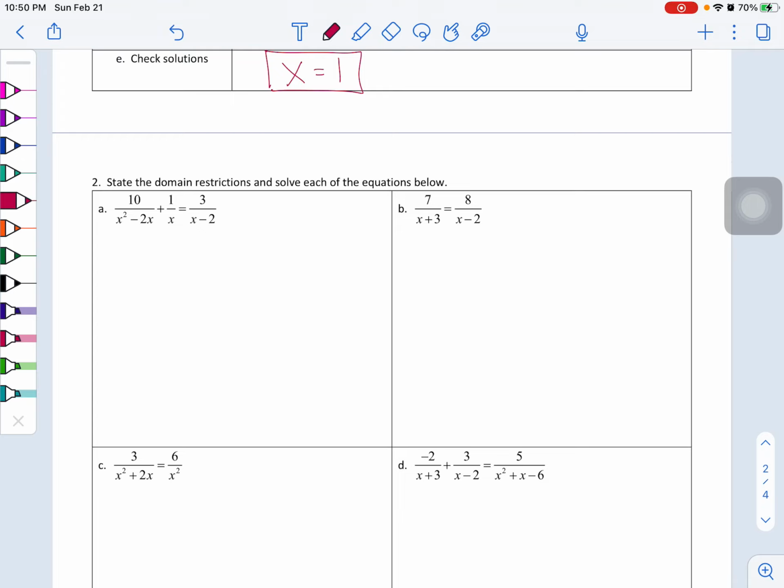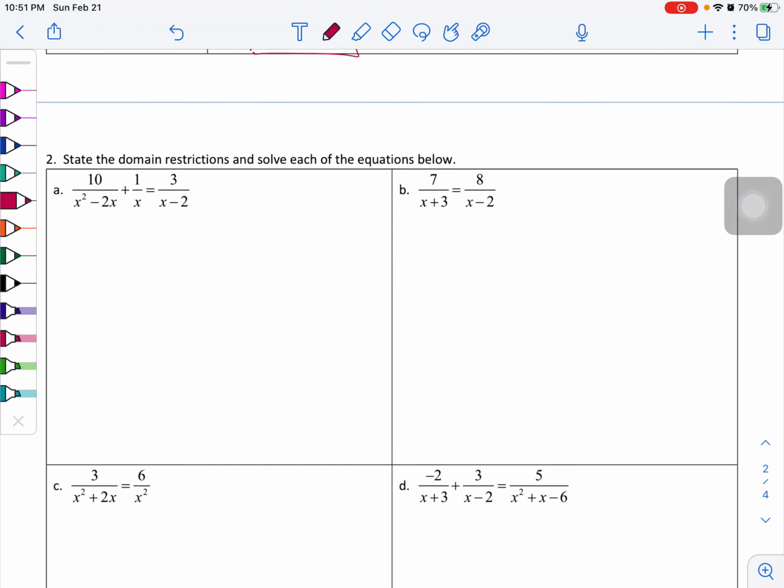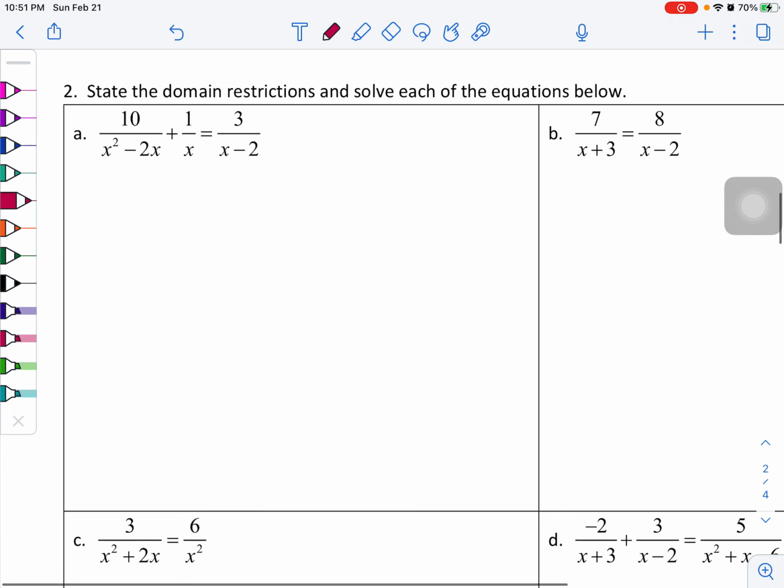So I'm going to keep working through lesson sheet number 5, or the sheet for lesson 5. What I'm going to do though is break up problem number 2 into multiple videos because these problems can take a little bit of time. So for each of the problems, we need to find the domain restrictions and solve.